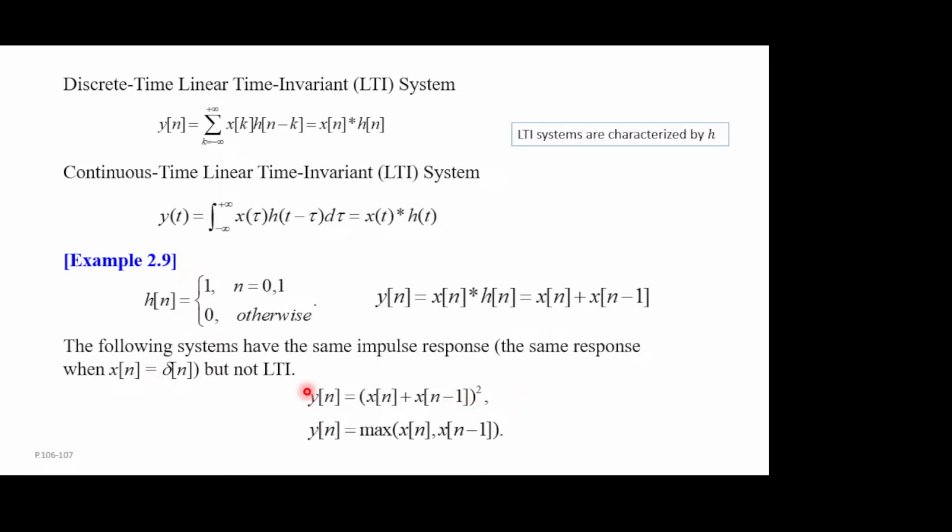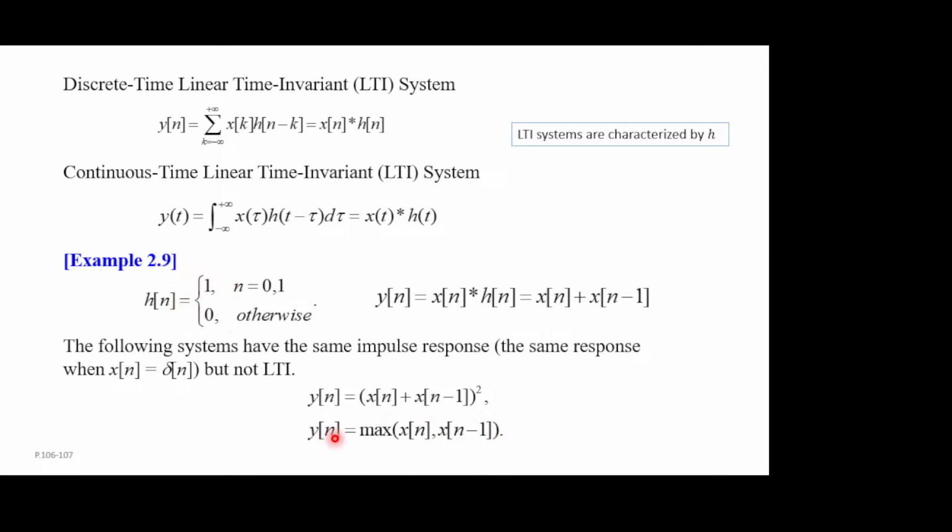So for example, you can have y of n equal to x of n plus x of n plus 1, and you square it. Now, because you have this square here, this is not linear, so this is not an LTI system. But if you put a unit impulse into this system, you will get the same output response.